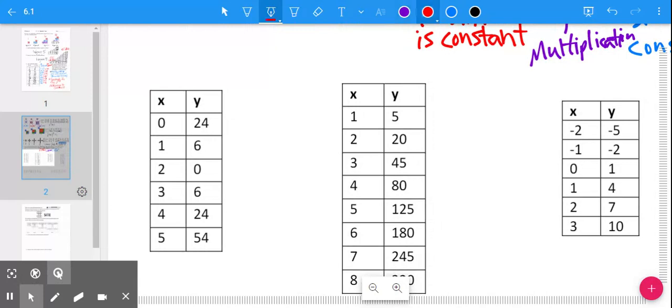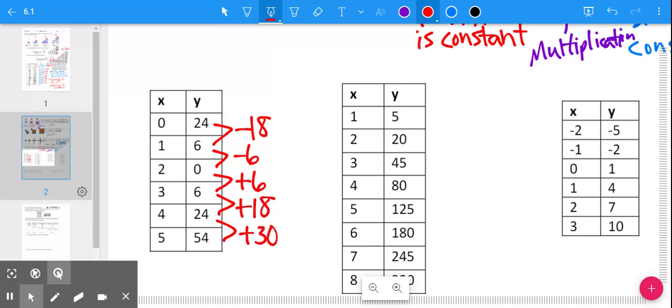So to get from 24 to 6, we subtract 18. To get from 6 to 0, we subtract 6. To get from 0 to 6, we add 6. 6 to 24, add 18. 24 to 50 is add 30. So we automatically see that this is not multiplying by something, because 0 times anything would give you 0. So if there's a 0 in the y column, it cannot be multiplication unless it's all zeros. And then it's not exponential anyway. So exponential is out. Linear is out because those first differences are not the same.